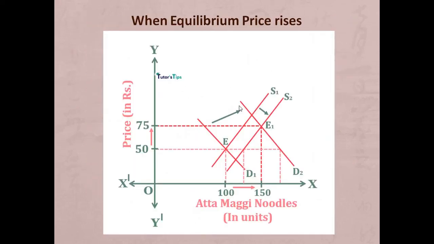So here you can see that the price has been increased from 50 to 75, and the equilibrium is also shifting from E to E1. The demand is changing from D1 to D2, and the supply is also increasing from S1 to S2. But you can see that the magnitude of the change in demand is higher than the change in supply. So at this point of time, both equilibrium price as well as equilibrium quantity increase.